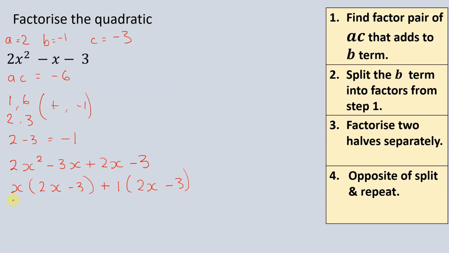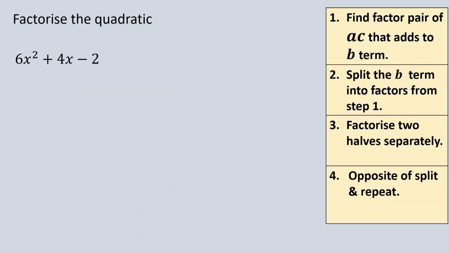The final part is to undo the split. So we have x and plus 1 which were split. We'll put them back together again to give us x plus 1. And the repeated bracket we'll repeat again to give us 2x minus 3. And that is our answer. Moving on to our next example.